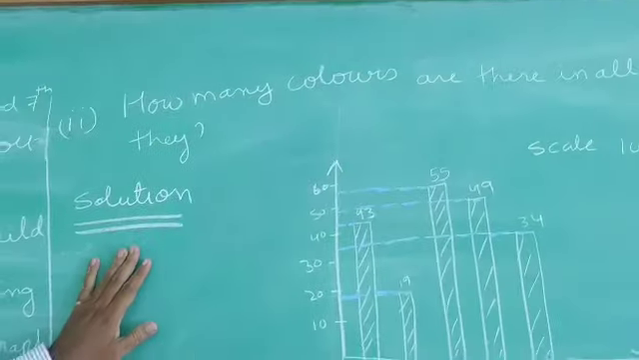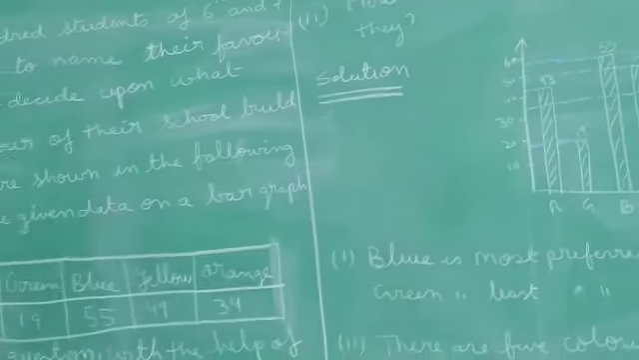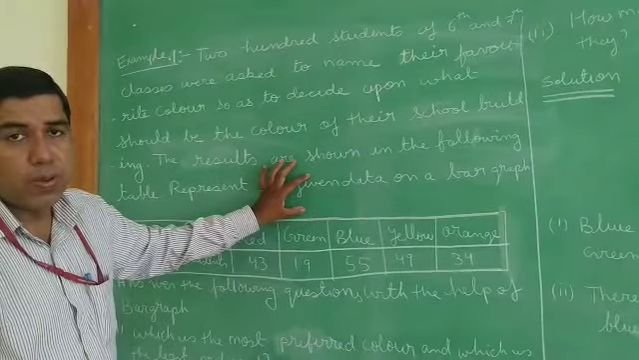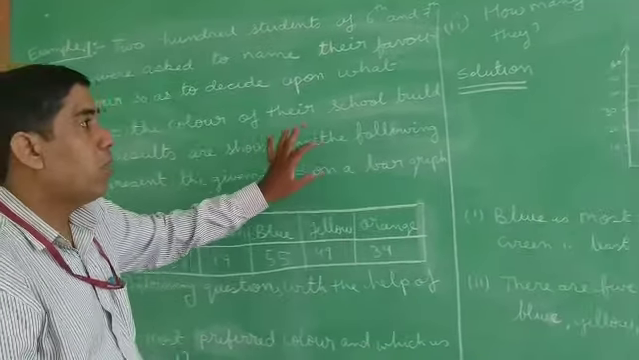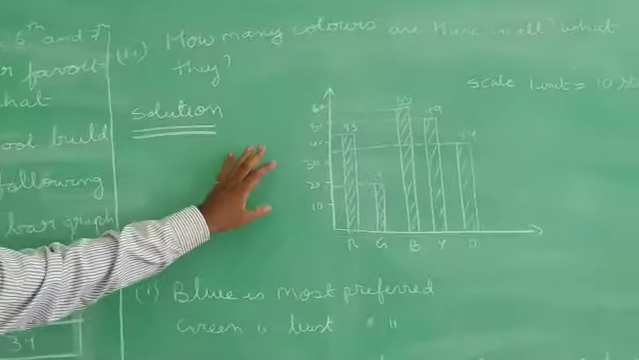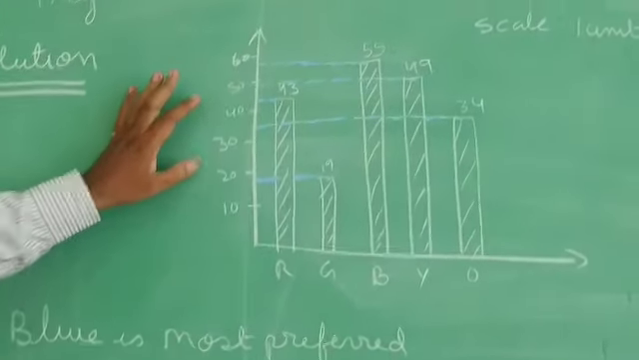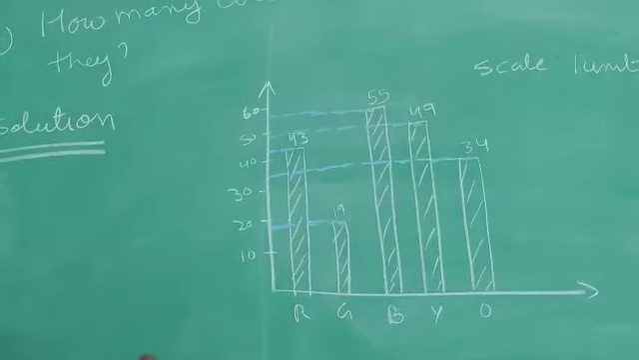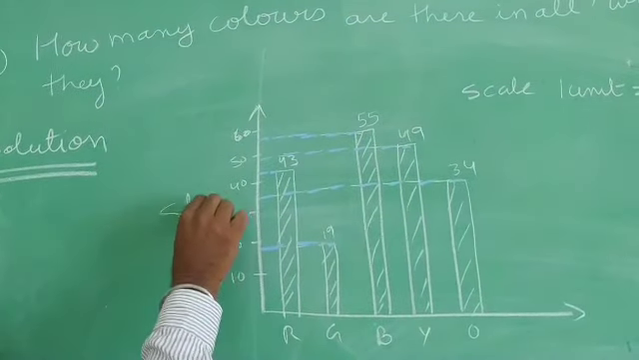Now the solution. See what they said here: represent the given data on a bar graph. You have to draw the bar graph, so I have drawn it here. You can see here I have taken marks. Here it is not marks, it is students, the number of students.